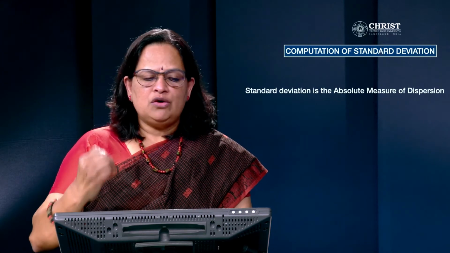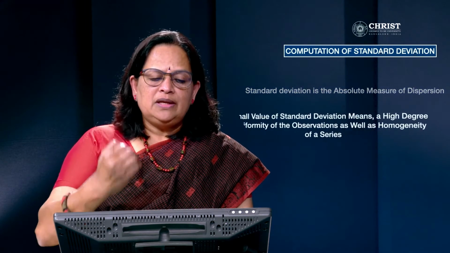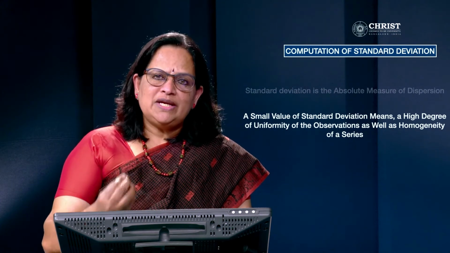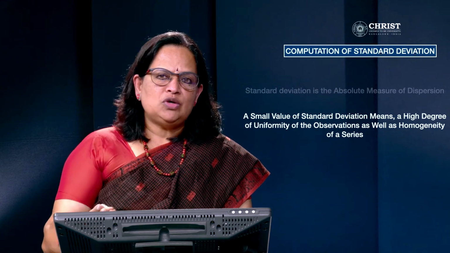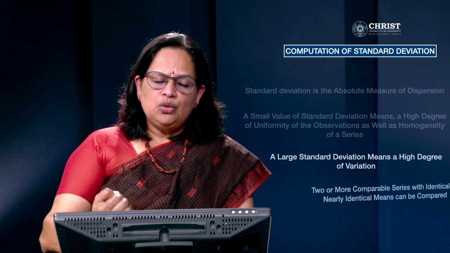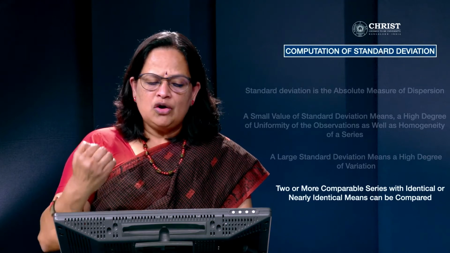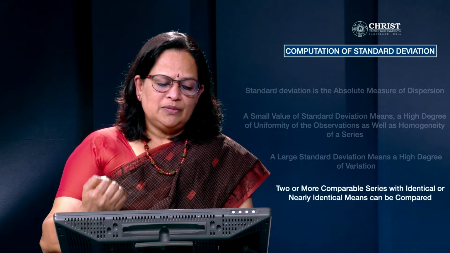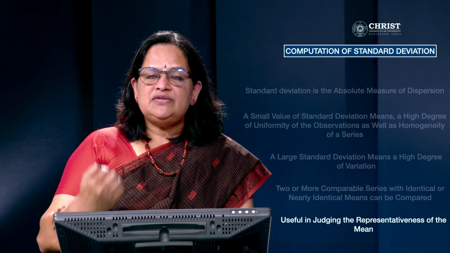Standard deviation is an absolute measure of dispersion, the variability of a distribution. If the computed value of the standard deviation is small, meaning a small variation, then we can say that there is high uniformity among the observations. But if there is a large deviation, there is a high degree of variation among the observations. Two or more comparable series with identical or nearly identical means can be compared using the standard deviation, and it is useful in judging the representativeness of the mean.